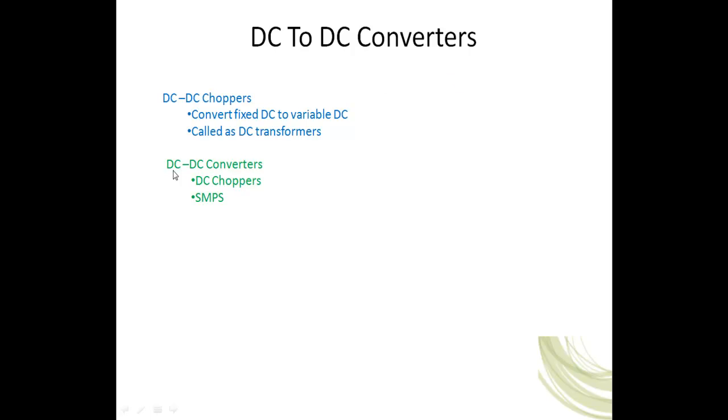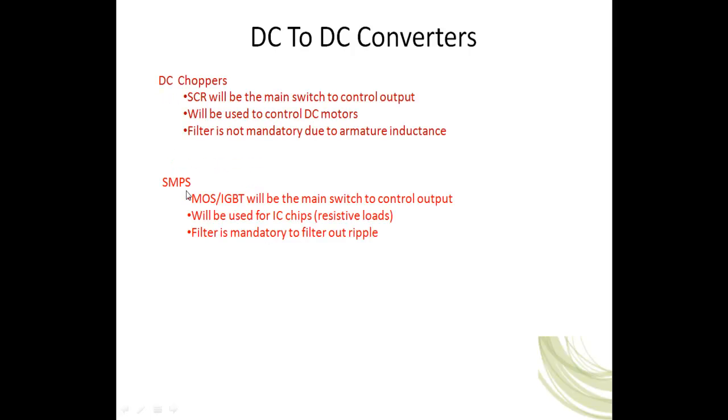Broadly, we have two types of DC to DC converters, but most of the time people use the same name in both cases. So there is no need to stick with this classification, but we will discuss in our session in this way only: DC choppers and SMPS. SMPS is nothing but switched mode power supplies. So what exactly are these?